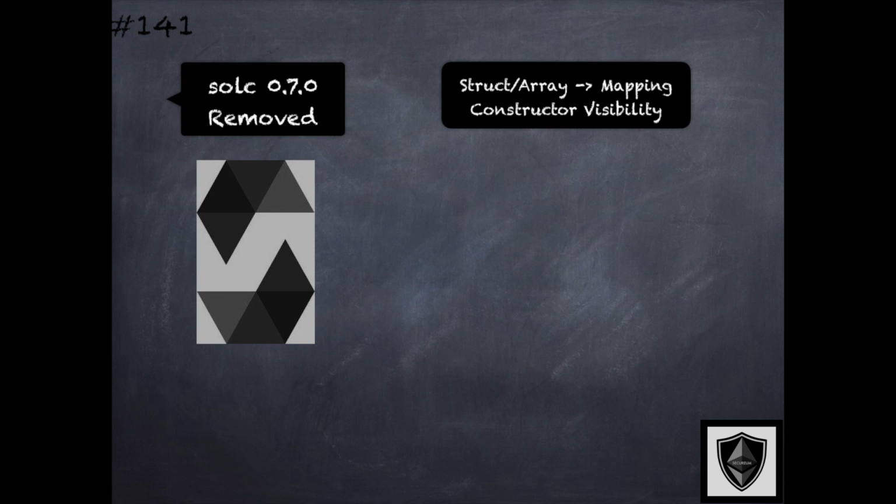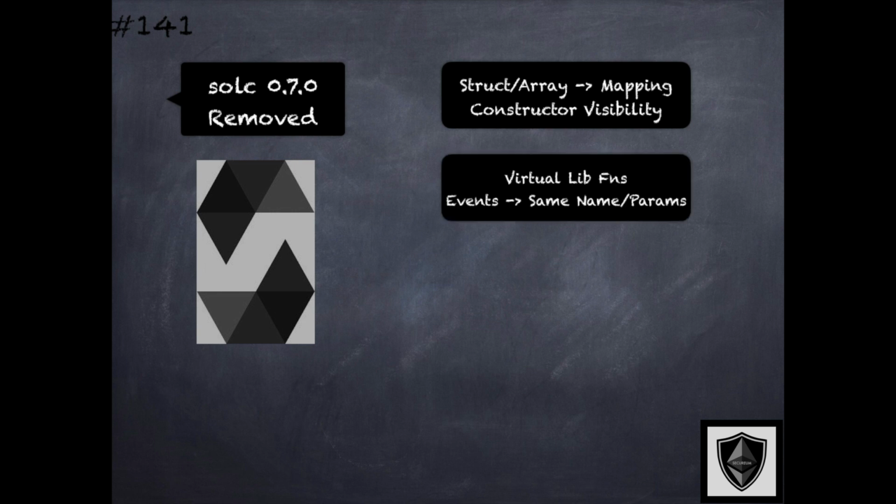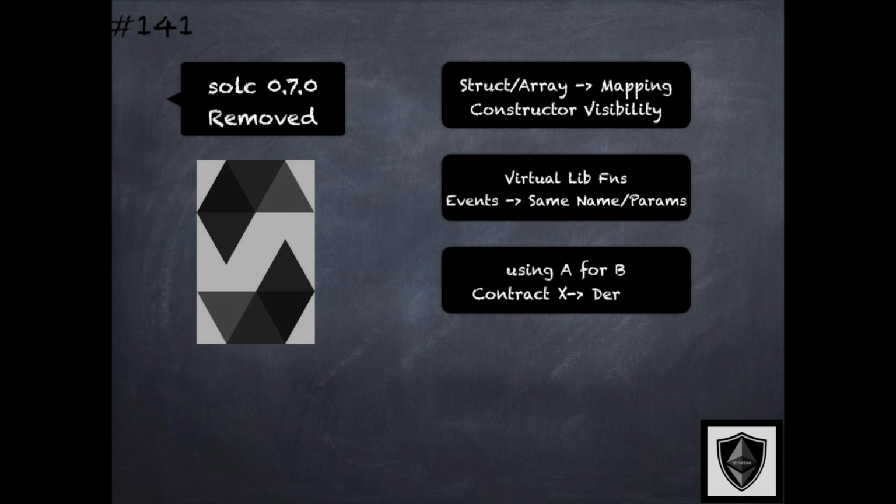The visibility of constructors, either public or external, is not needed anymore. That's another change that this version introduced. The virtual keyword is disallowed for library functions because libraries can never be inherited from, and therefore the library functions should not need to be virtual. Multiple events with the same name and parameter types in an inheritance hierarchy are disallowed, again to reduce confusion.